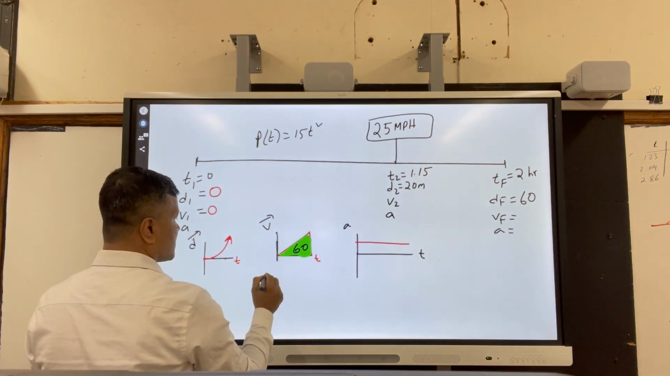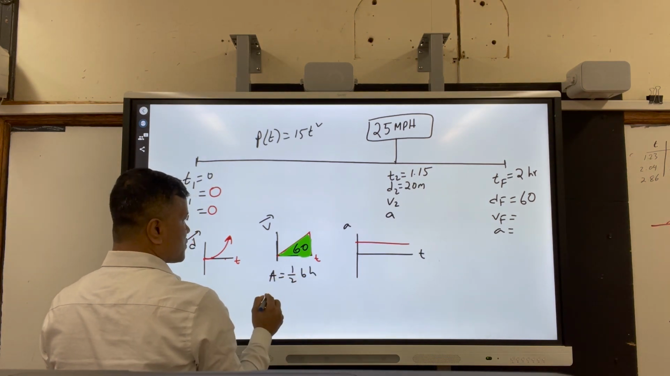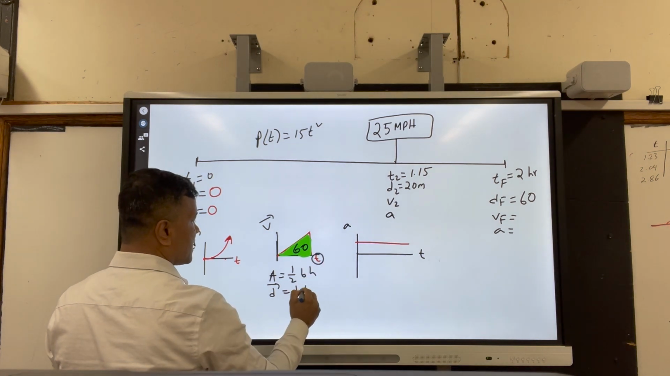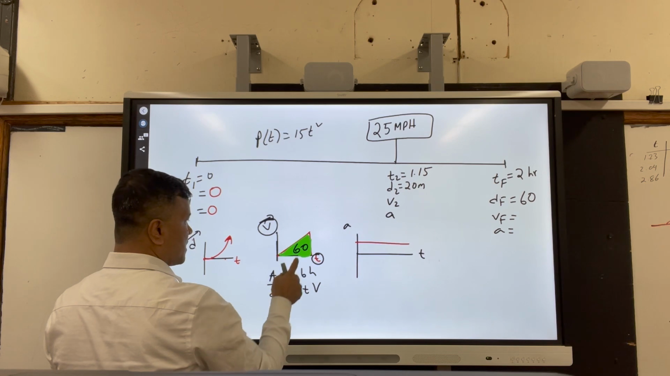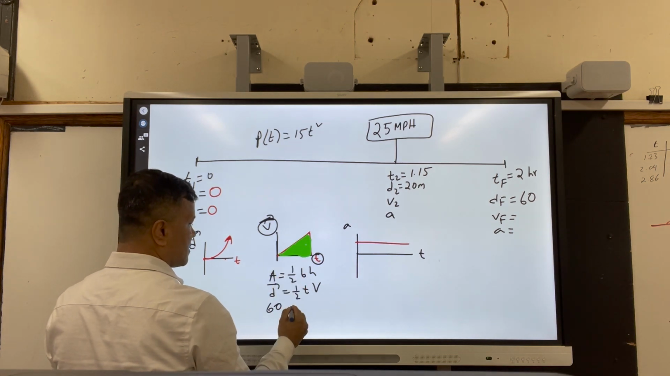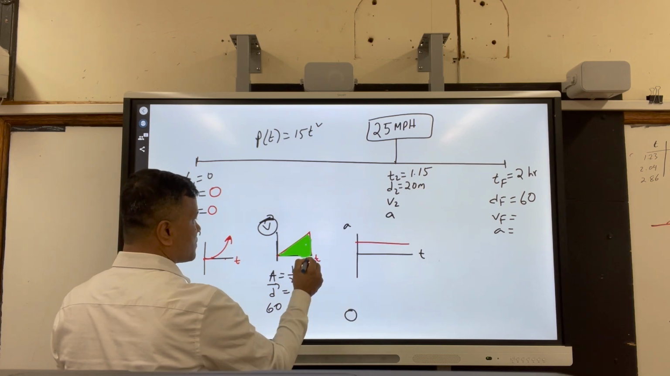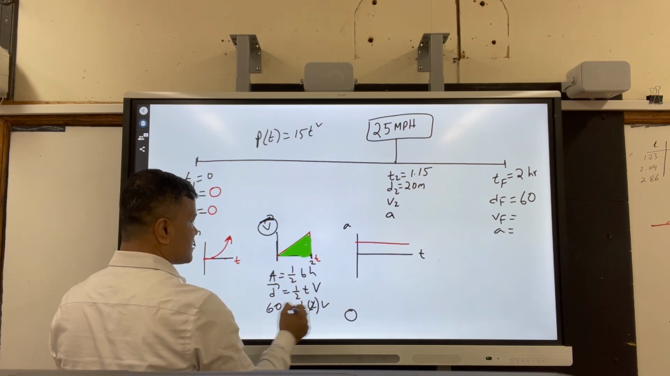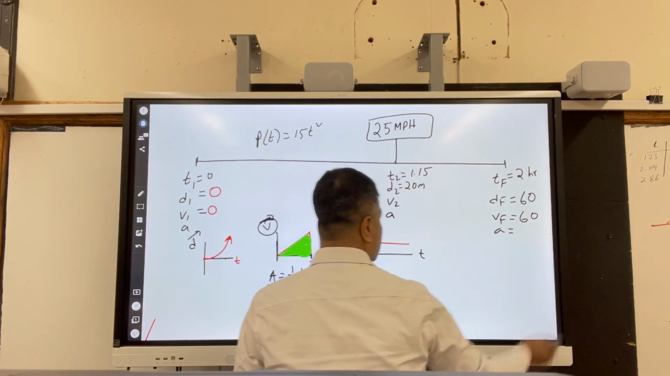So you're going to write area is half bh. Area is displacement, b is time, and h is velocity. So displacement, we know that is 60, half, and the time, we also know the time is 2. Over here the time is 2, so 2 times velocity. To cancel, velocity is 60. So we know the final velocity is 60.